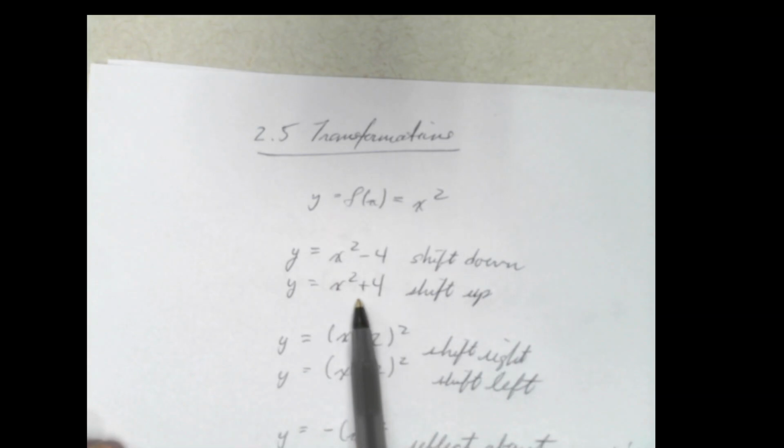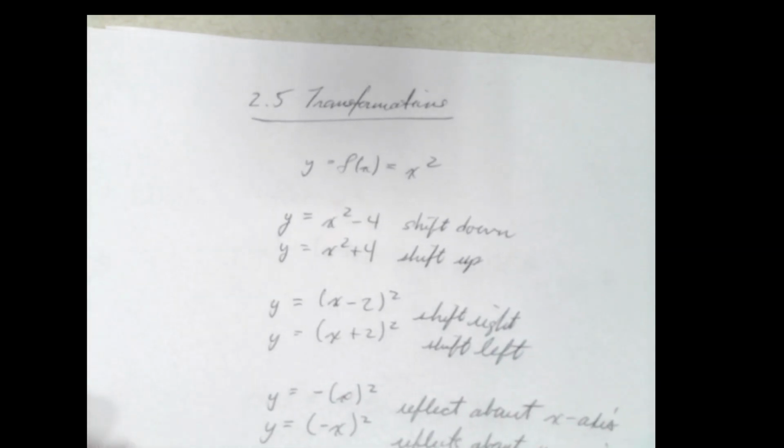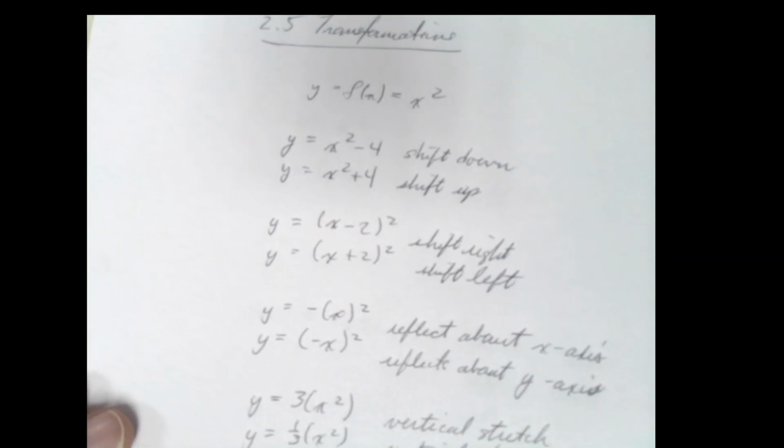And if you add and subtract 4 to the base, if it's a negative 4, you shift the graph down, and if it's positive 4, you're going to shift it up. Like every data point will have 4 added to it, so it'll go up.